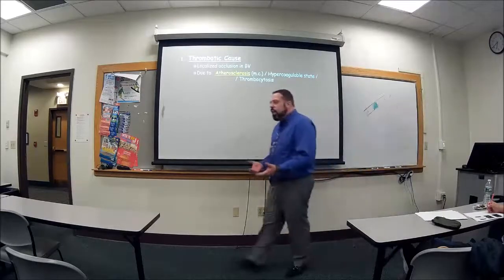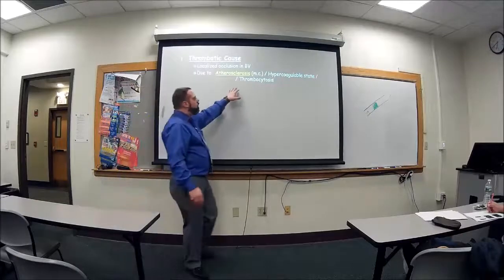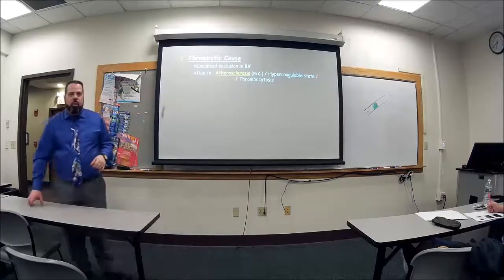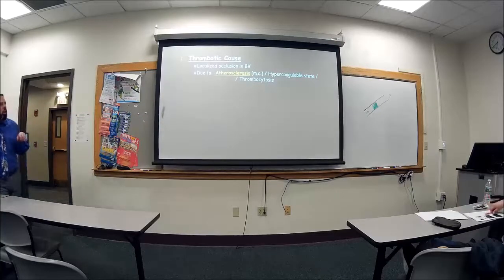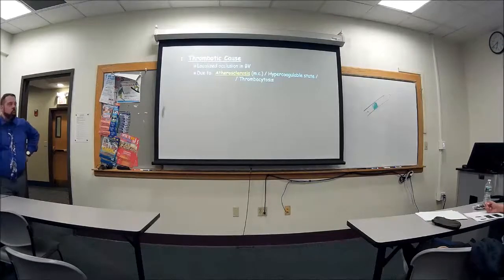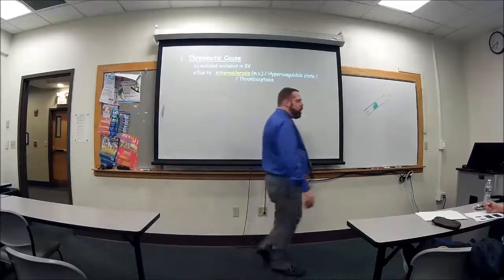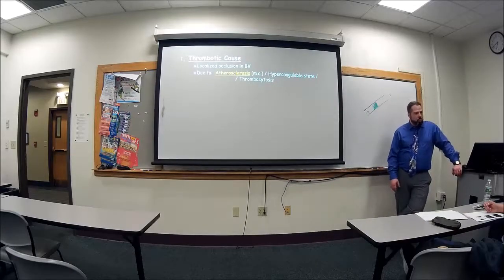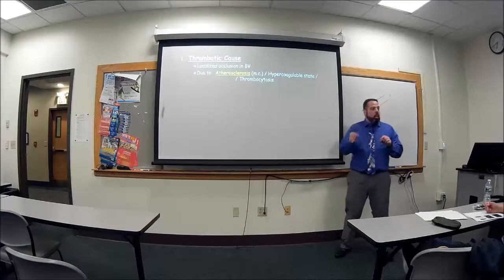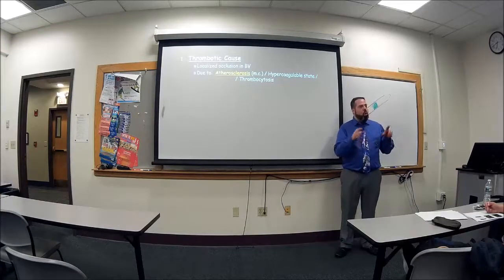You could have a hypercoagulable state. We'll get into those. And what about this one here? Thrombocytosis. What does that mean? We talked about this before, at least part of it. You might have known it as thrombocytopenia. What is thrombocytopenia? What does penia mean? Low amount. So what were we talking about with thrombocytopenia? What's a thrombocyte? You're on the right track. But what's another name for a thrombocyte? Platelet. All right? So in thrombocytopenia, we talked about ITP, low levels of platelets.